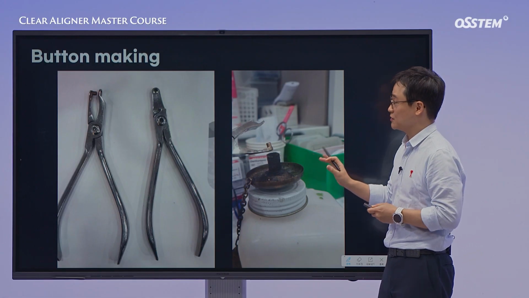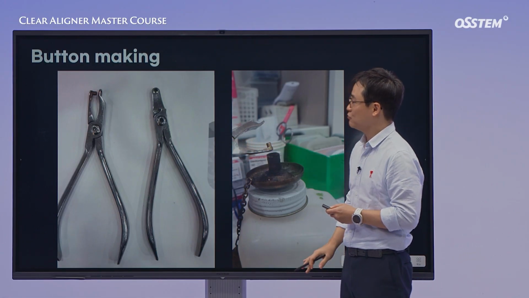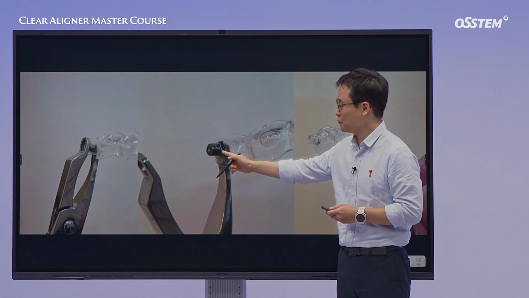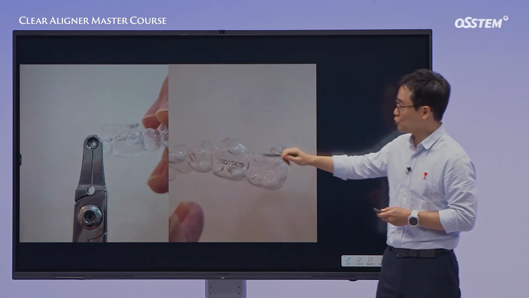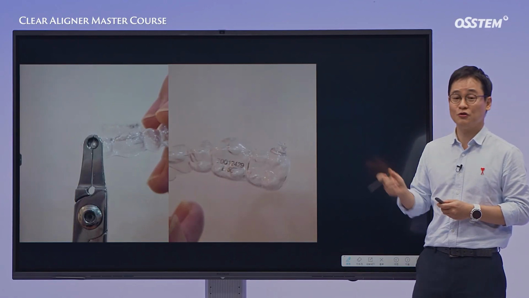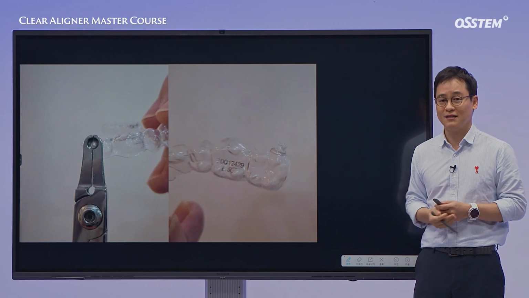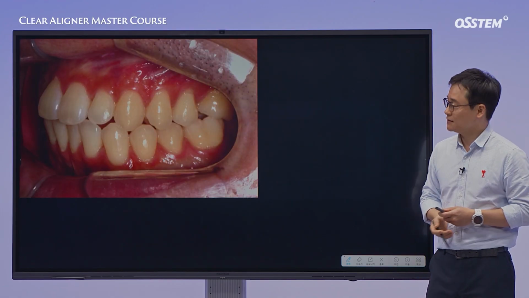In some cases, we attach the button directly onto the aligner. By pinching the aligner with this plier, we can create a button. These specialized pliers allow us to form a button on the aligner.